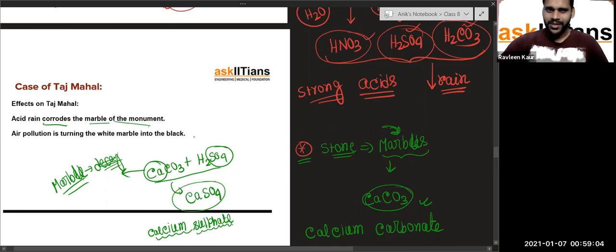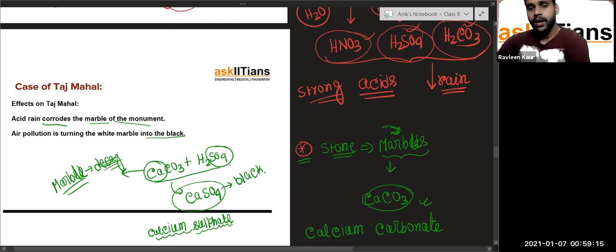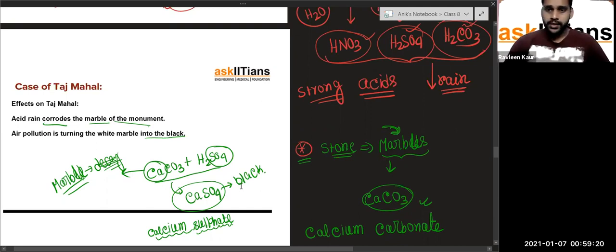Now, air pollution is turning white marble into black. So this has the color black. It is getting converted into a black substance in this way.